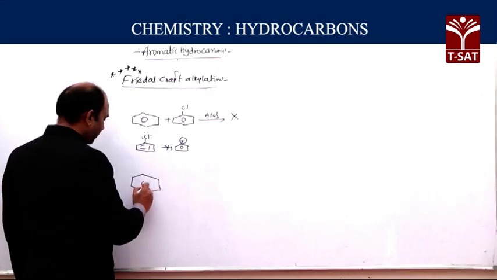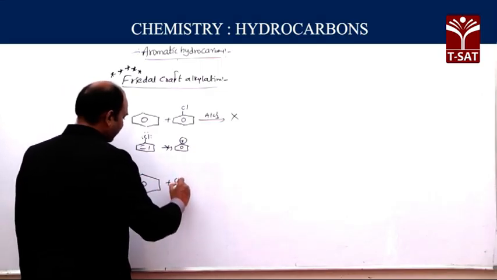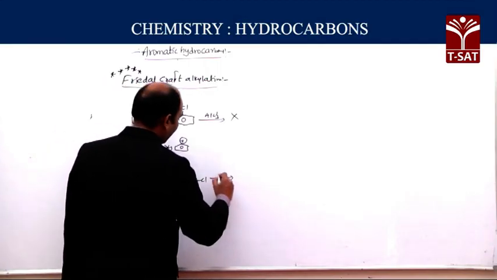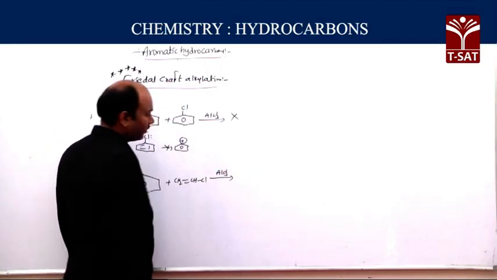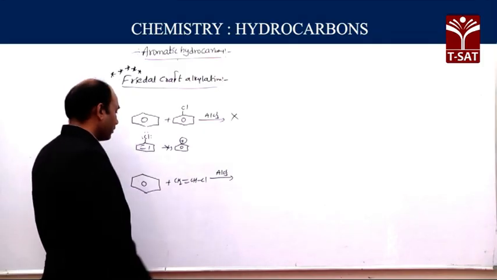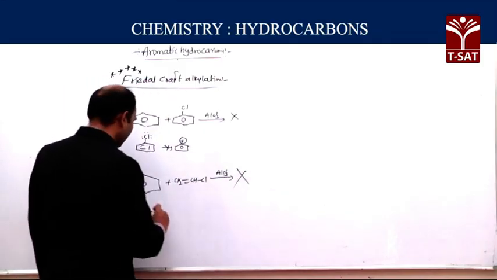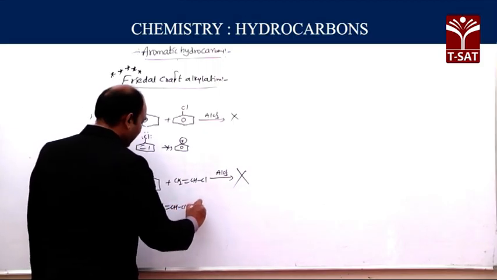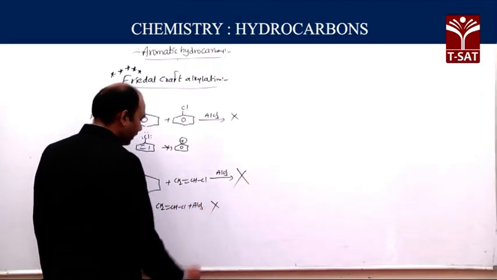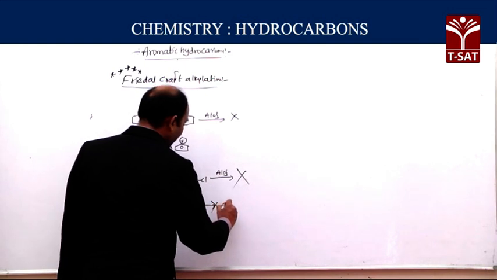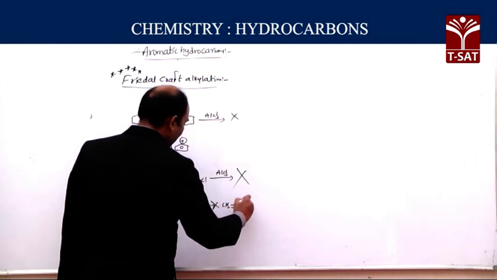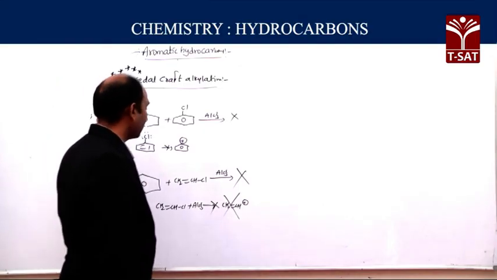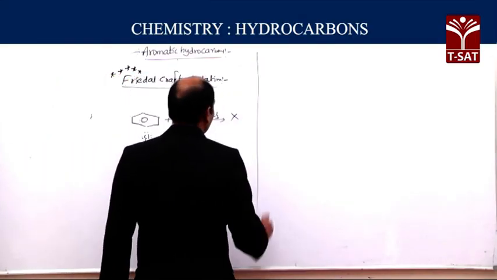Suppose you take benzene plus vinyl chloride, CH2=CHCl, in the presence of AlCl3. Here also the reaction does not take place. That means CH2=CHCl plus AlCl3: the vinyl cation, CH2=CH plus, is unstable. This cation is not formed. Therefore that reaction does not take place.